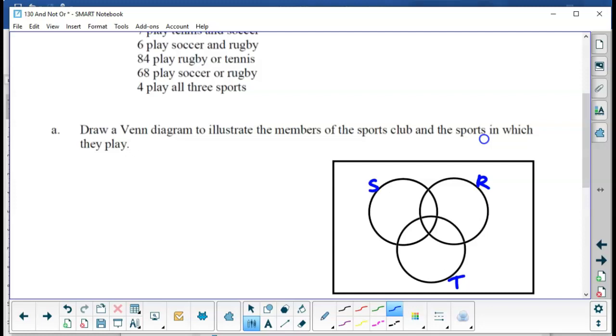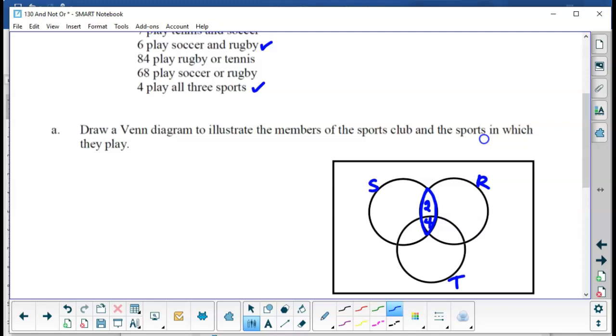So we want to look for anything that says and or all 3. So it says 4 play all 3 sports. So 4 is going to go in there. Then we want to look for the words and. So up here, soccer and rugby. So 6 play soccer and rugby. So that means in this overlap here, you have to get 6. So we've already got 4 there, so that has to be a 2.